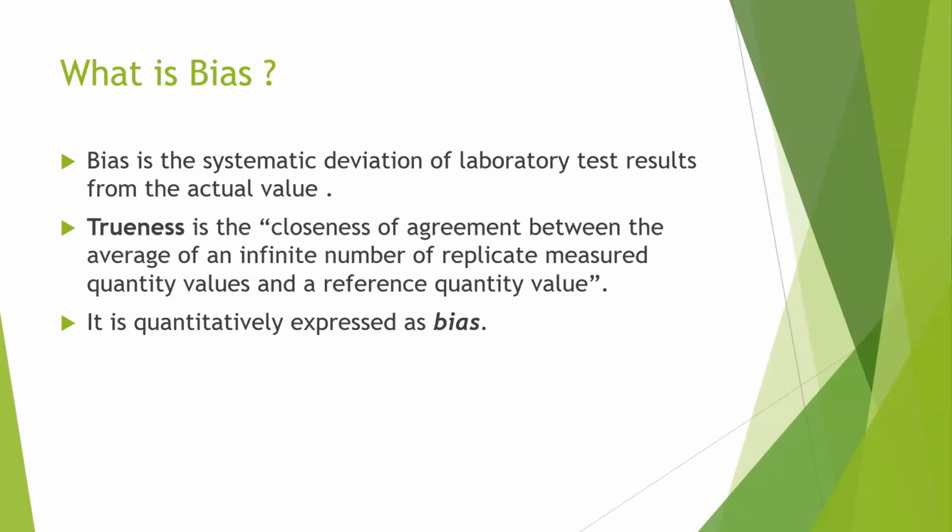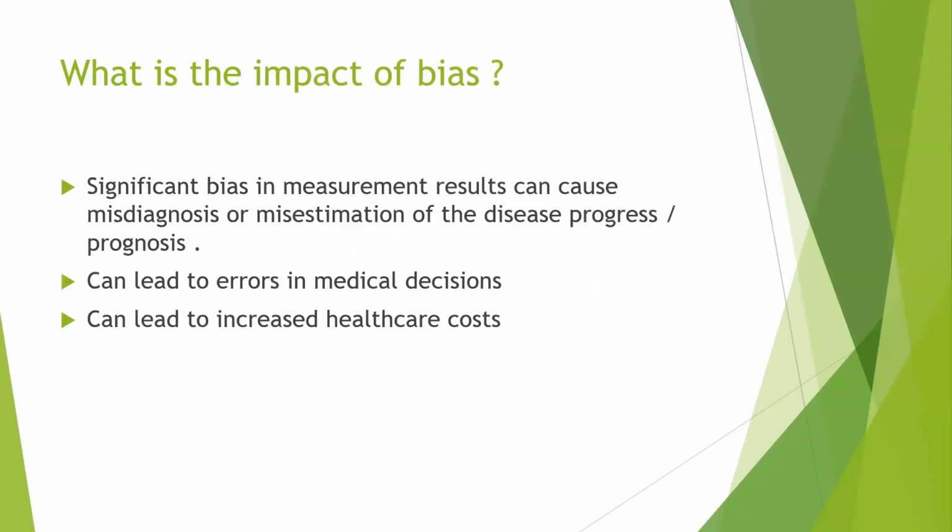I repeat that trueness is how close you are to the reference quantity value, but this closeness is not of a single value. It is between the average of many replicates and a reference value. And bias is the quantitative expression of trueness. What is the impact of bias? It has a lot of importance because significant bias in our measurement results can cause misdiagnosis or misestimation of the disease progress or prognosis. It can lead to errors in medical decisions and increased healthcare costs.